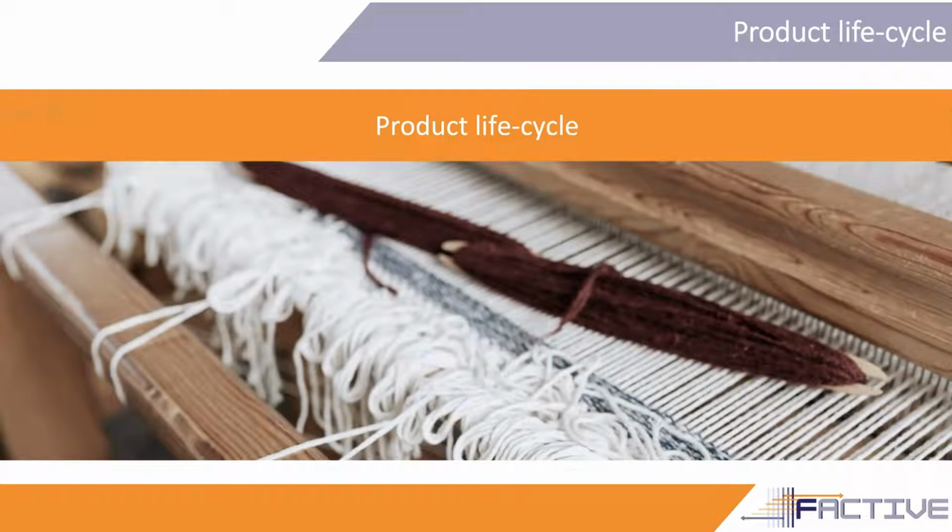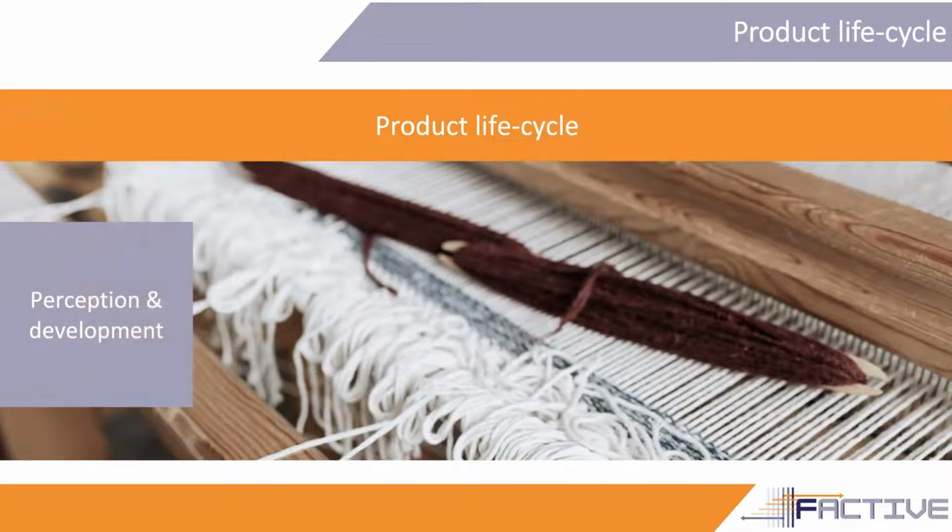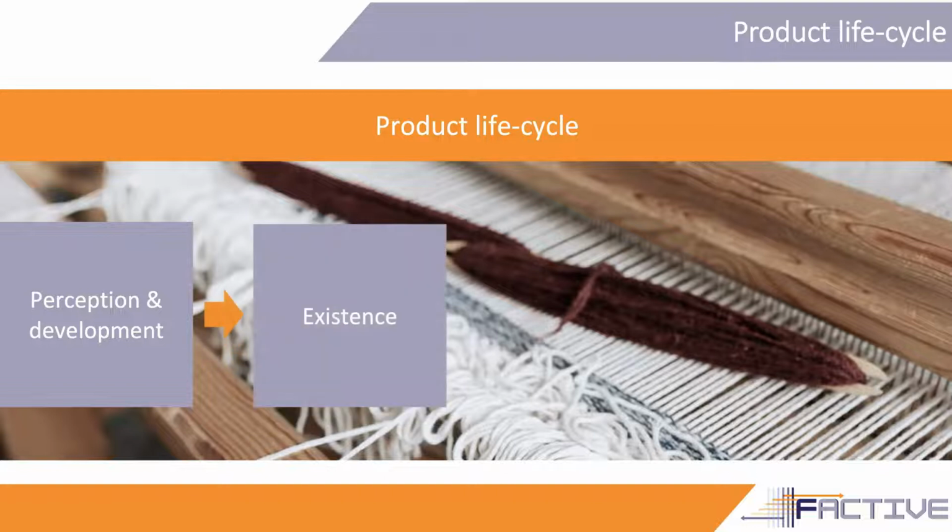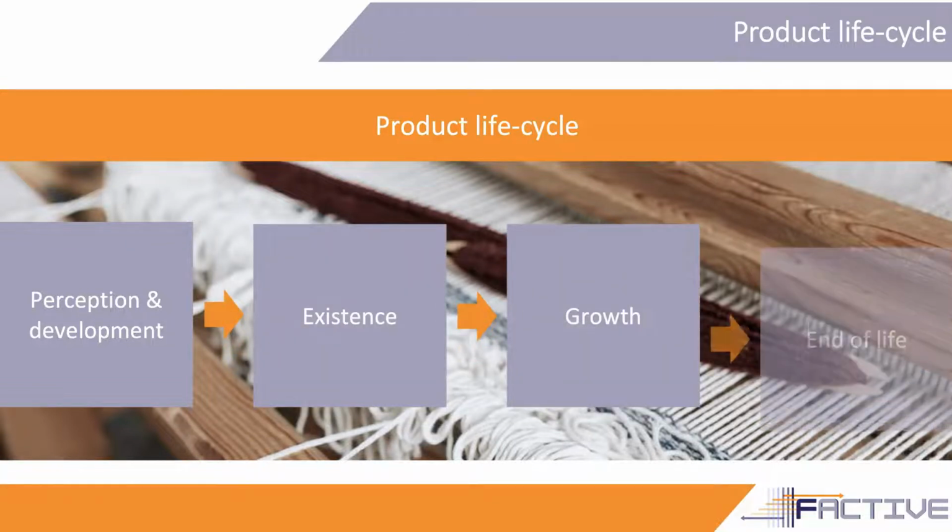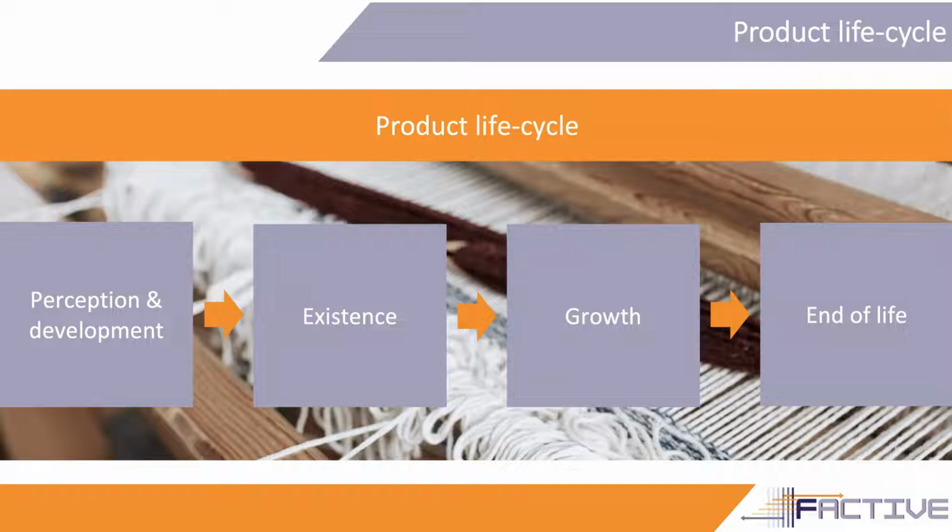A product life cycle is made of 4 stages: perception and development, existence, growth, and end of life. The final stage is the one where the product is no longer in use, and is the one that should concern us more, because of its impact on the environment and the lack of transparency about it.